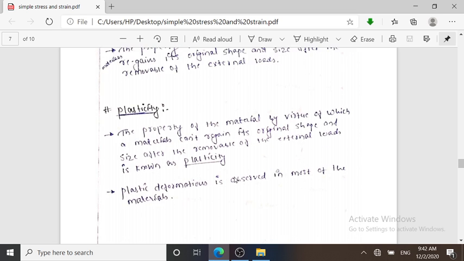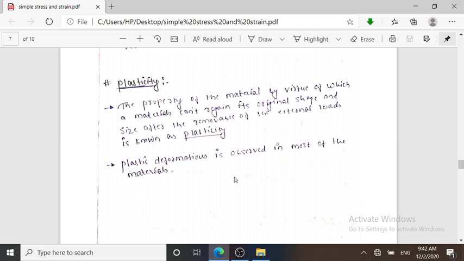Similarly, we will talk about plasticity. Plasticity is the opposite of elasticity. It is also a property of materials. Once the load is applied on the material, the body undergoes certain deformation but cannot regain its original shape and size. That is nothing but plasticity.